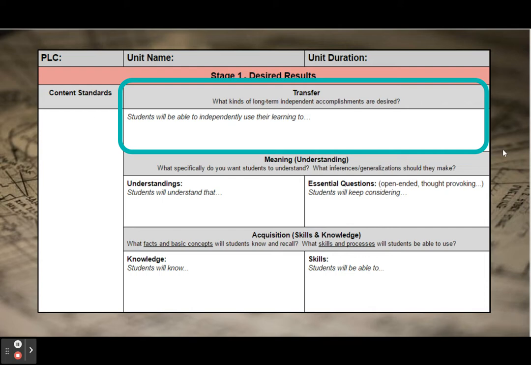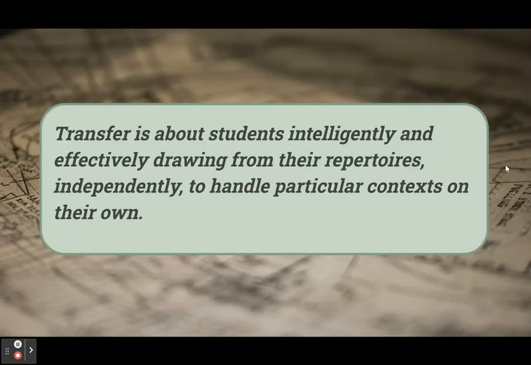It's positioned at the very top of the Stage 1 portion of the UbD template because ultimately everything that students learn with the other goals should be applicable to transfer of learning. Students should be able to independently apply their knowledge, skills, and understandings. So transfer is really about students intelligently and effectively drawing from their repertoires independently to handle particular contexts on their own. And I would say it's really thinking about those real-world situations where we want students to be able to apply their learning.